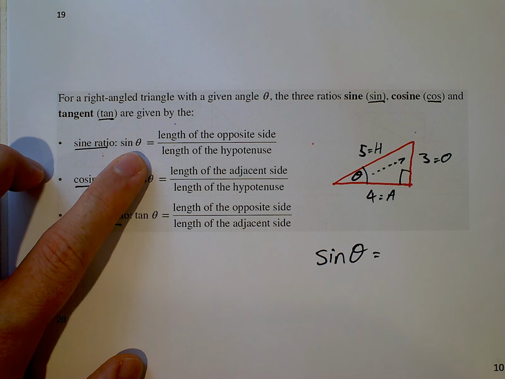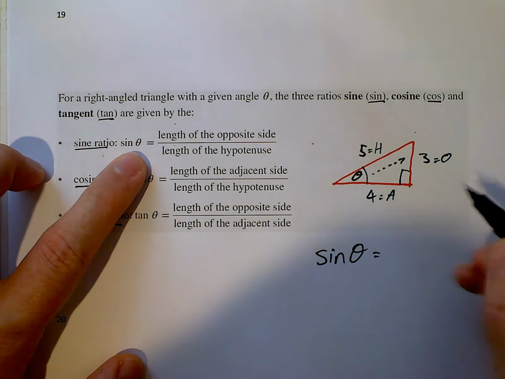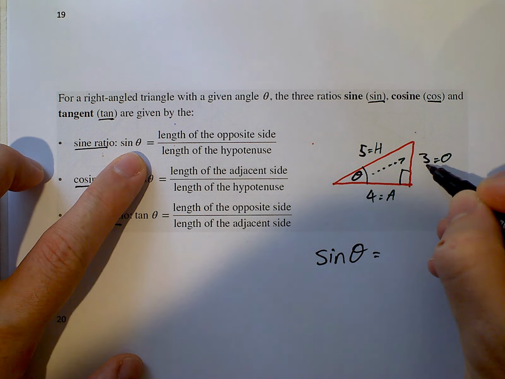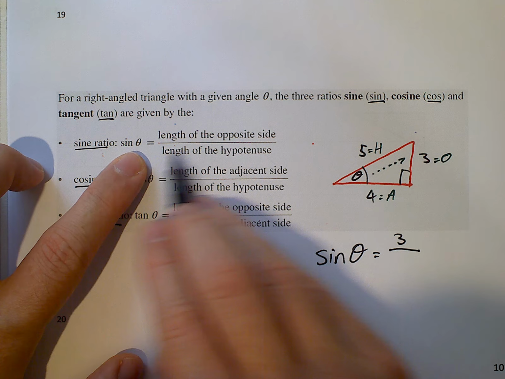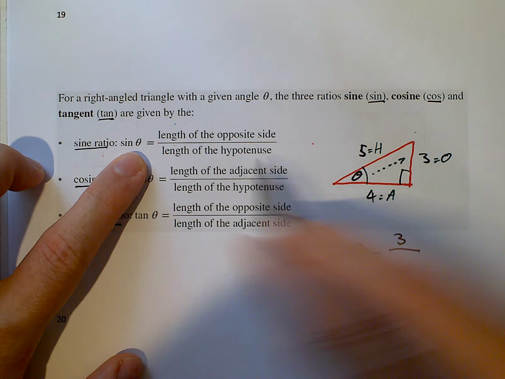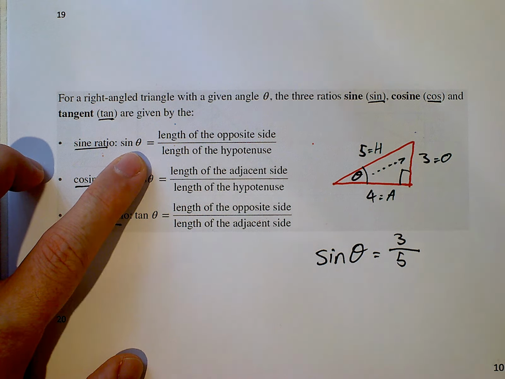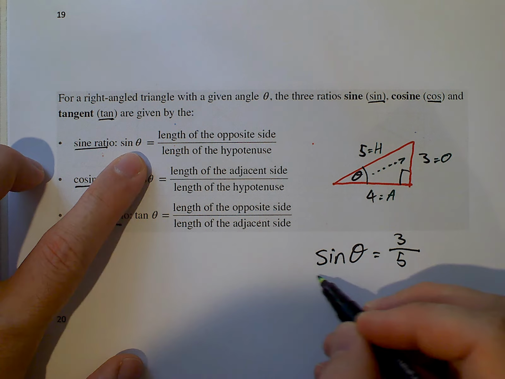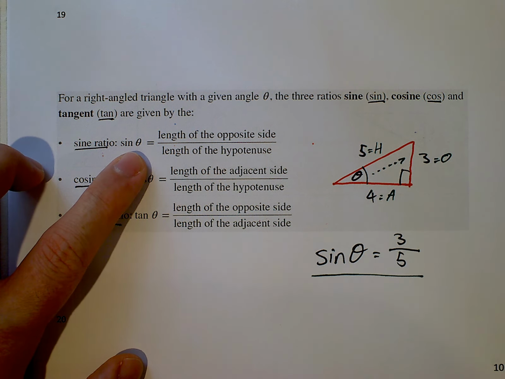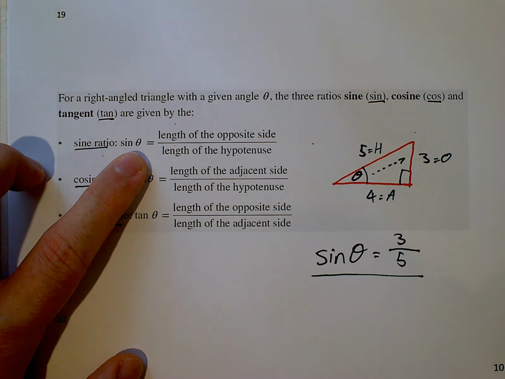Okay. So let's go through this. The length of the opposite side. Well, the length here is 3 over, this means a fraction by the way, the length of the hypotenuse. So 3 over 5, which is 3 over 5. And this is our sine theta ratio, just here. Okay? So if we were to double these or triple them, they would still simplify to 3 over 5. And that's all you need to do.